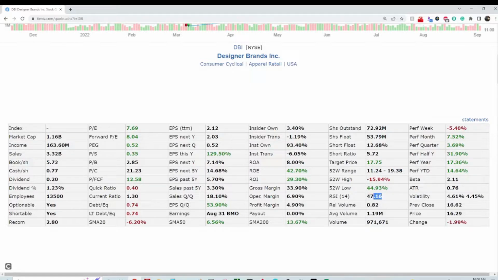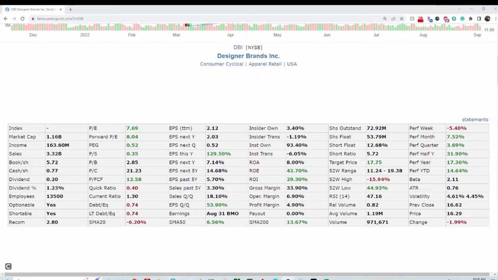RSI is medium strength, nothing crazy. And then really good returns here if we're looking at year to date, year over year, early September last year to this year. The half is 31%. So the company's doing pretty good.